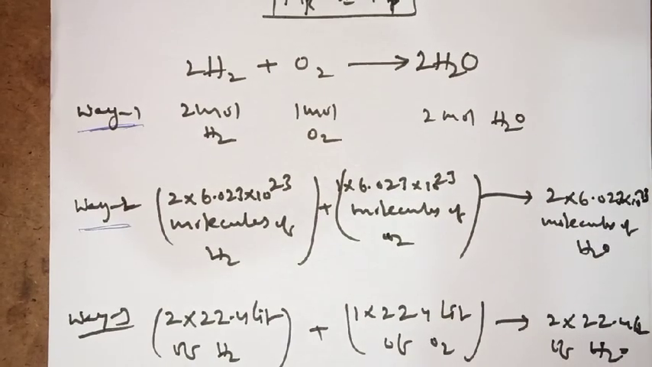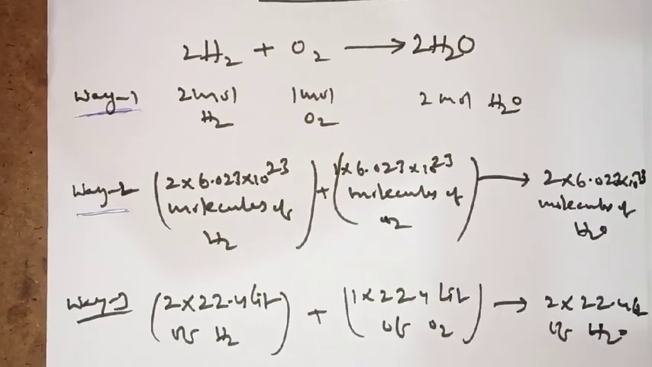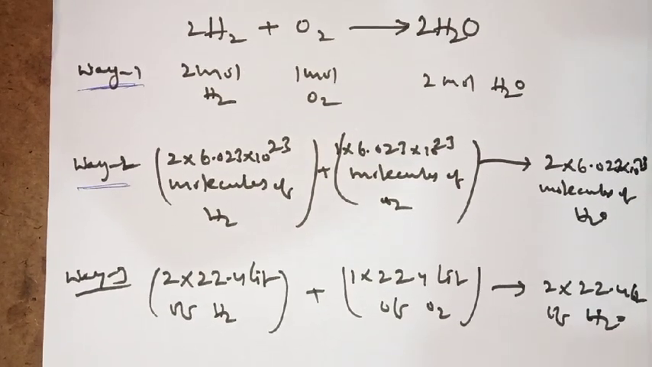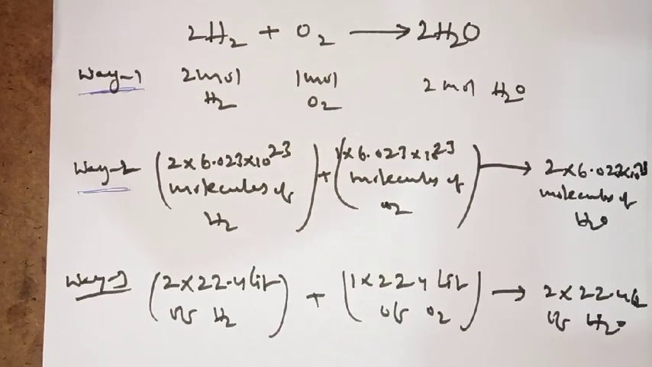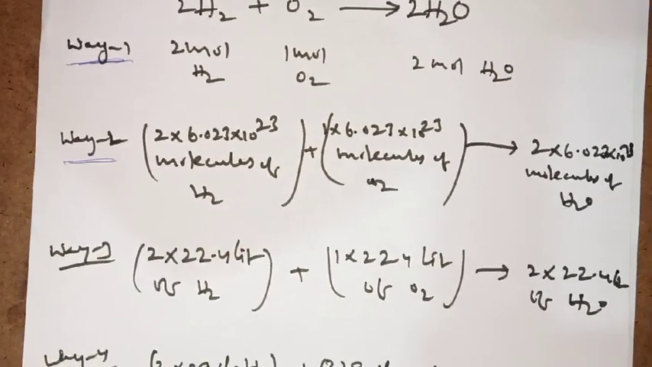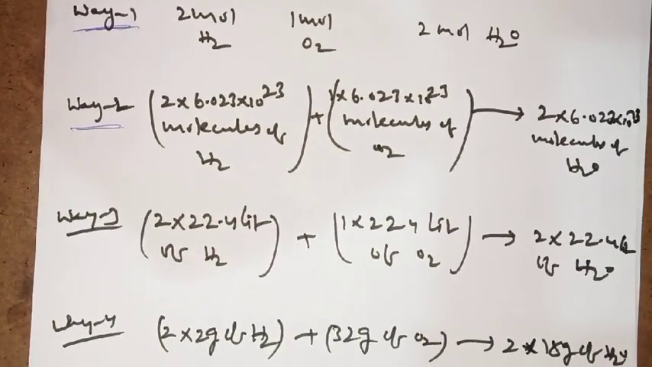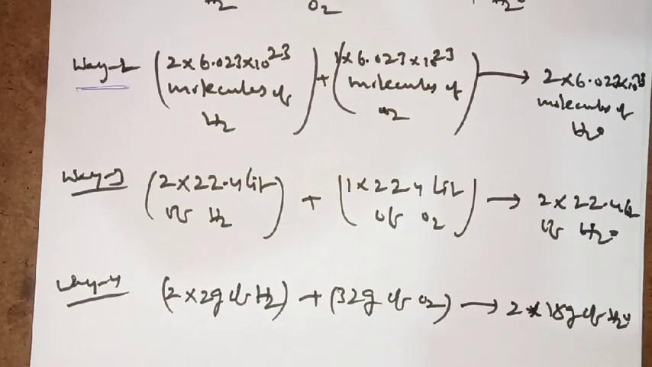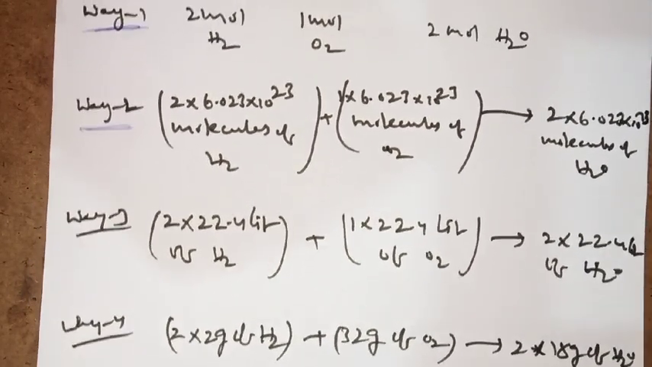So this is the simple way of explanation for the chemical reaction in terms of mole and its analysis. So way 1, the first possibility is in terms of moles. Second, in terms of molecules. Third, in terms of volume. Fourth, in terms of weight. From here, you can develop the different relations.